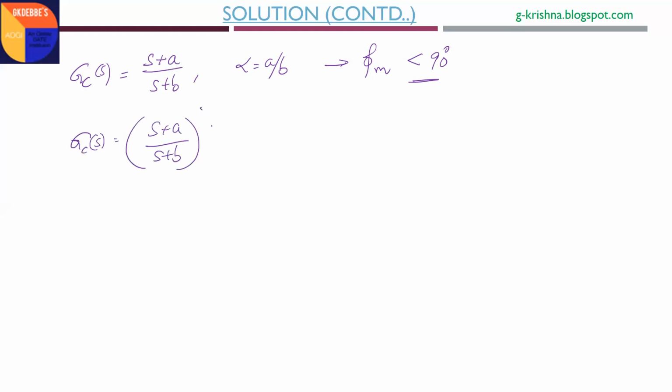I am going with two same lead systems connected in cascade, where alpha will be a by b, but the maximum phase shift formula will not be sine inverse. It will be 2 sine inverse of (1 minus alpha) by (1 plus alpha).